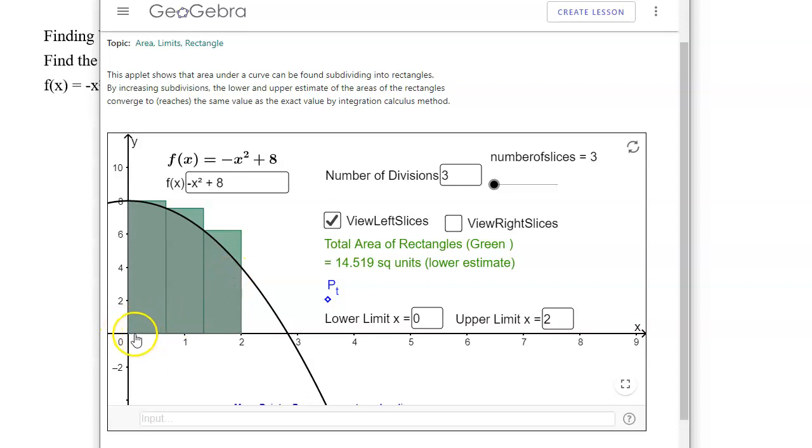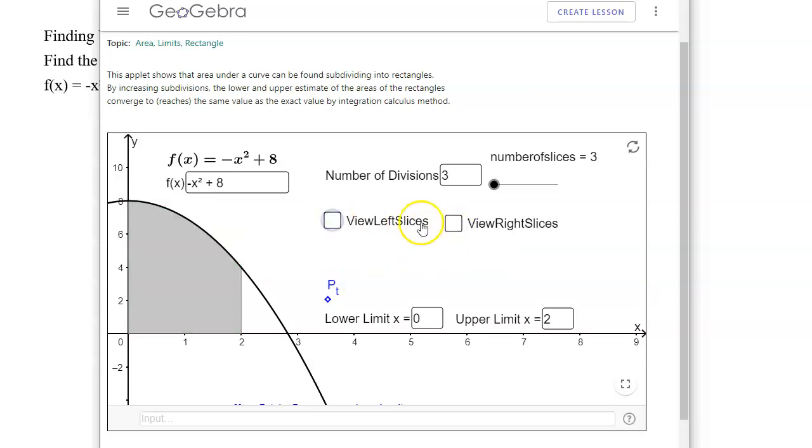If we slice it into 3 rectangles, we go up to the function on the left slices. My left side hits the function, and we just continue the rectangle on out. You'd get an approximate area of 14.5.